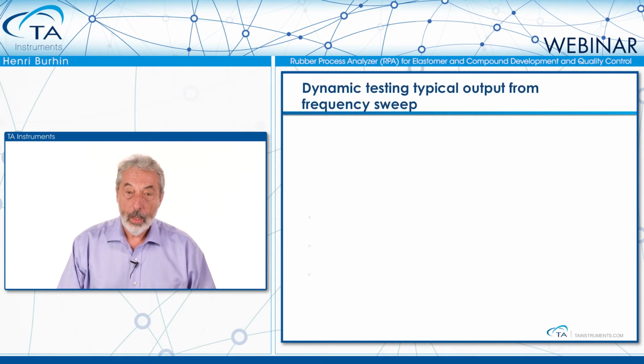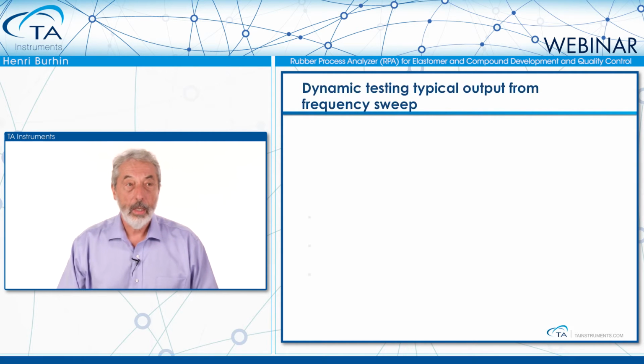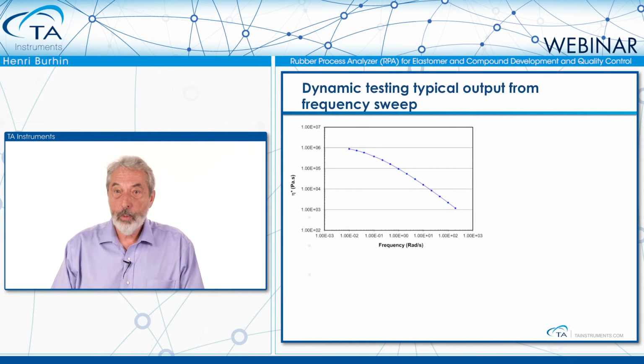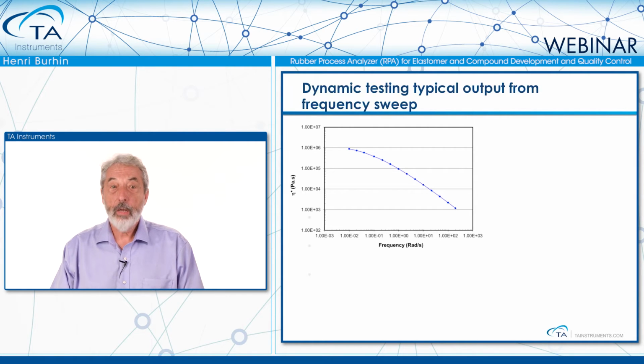So what are the typical testing outputs from a frequency sweep? The first output, which is given by the instrument in a frequency sweep, is actually the measurement of viscosity as a function of frequency. That is really important because now we understand that we can pick up the viscosity dependency to shear rate. So it is a much better and more complete characteristic compared to the Mooney.